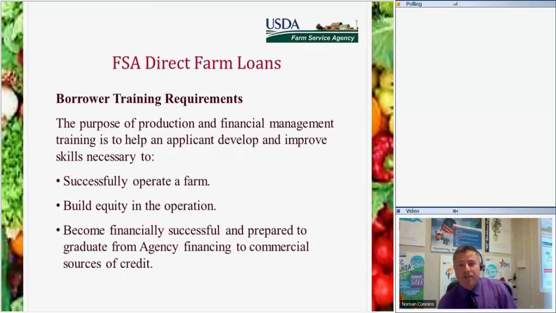If you're required to do borrower training, to improve your skills to successfully operate a farm, build equity in the operation, become financially successful, and prepare to graduate from agency financing to a commercial source of credit, you have up to 2 years. That's just a requirement that we have for new farmers. Same would go with financial training if required. And these aren't things just to punish you. These are things out there to help you be a better farmer. And there's a lot of programs out there to take advantage of.